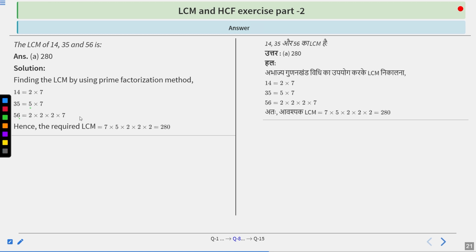So to find out the LCM, we are going to look for the highest power of every number. Here 2 is present thrice, so we have written 2 into 2 into 2. 7 is present only one time in every number, so into 7. 5 is also present only once, so into 5. That is equal to 280. That means option number A, 280, is our correct answer.